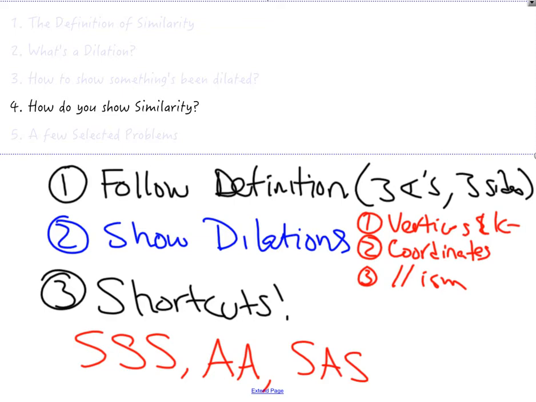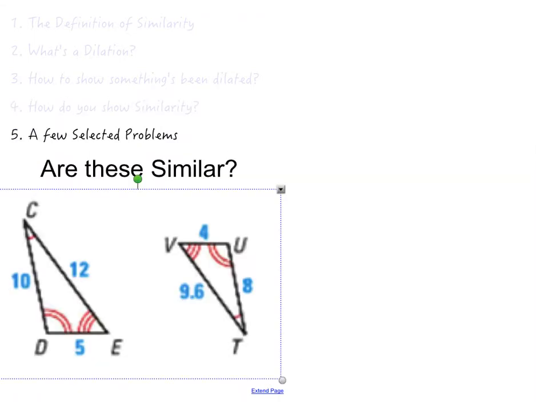So it seems to me we actually have, let's see, let's count them up. We have 1, 2, 3, 4, 5, 6, 7 ways to determine something similar. Pretty impressive. All right. Okay, problem time. So now we're going to do some problem solving.